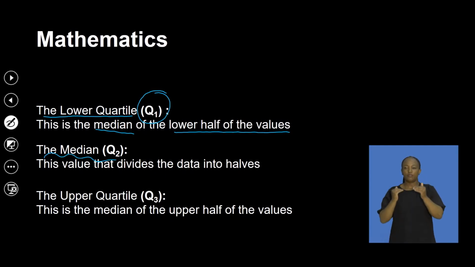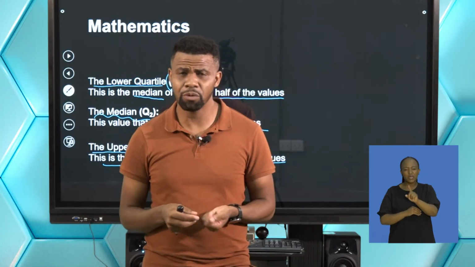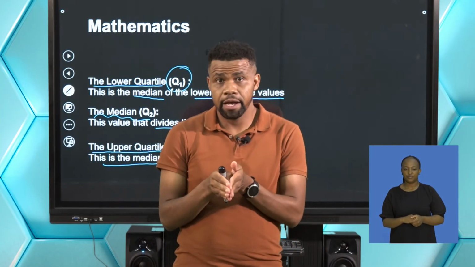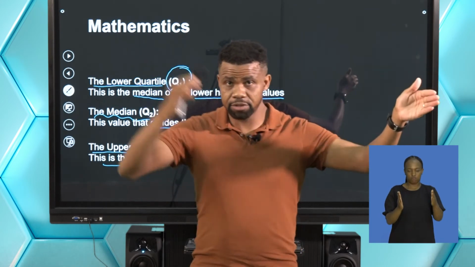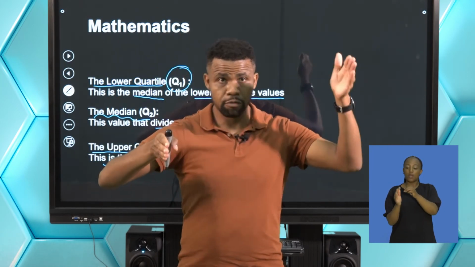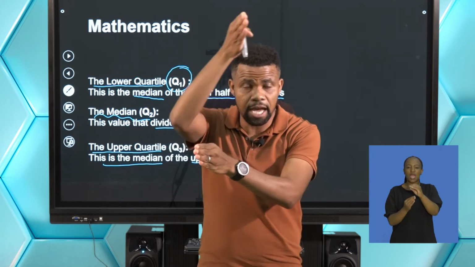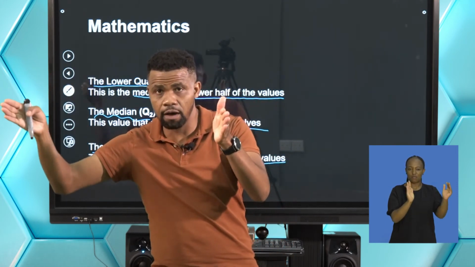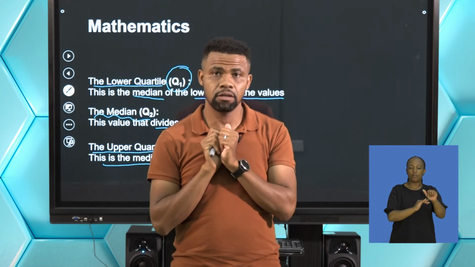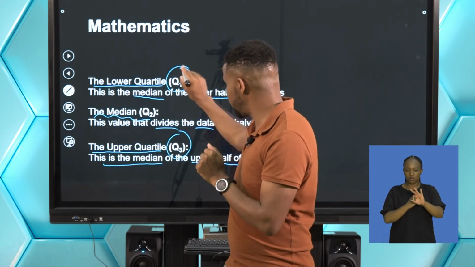Then the median, we already did that. This is the value that divides the data into halves. The upper quartile, which is Q3, is the median of the upper half of the data. What does it mean? The middle is the median. From the lowest to the median, I have the lower quartile. From the median to the last value, that half gives me the upper quartile, which is denoted by Q3, and this is Q1.